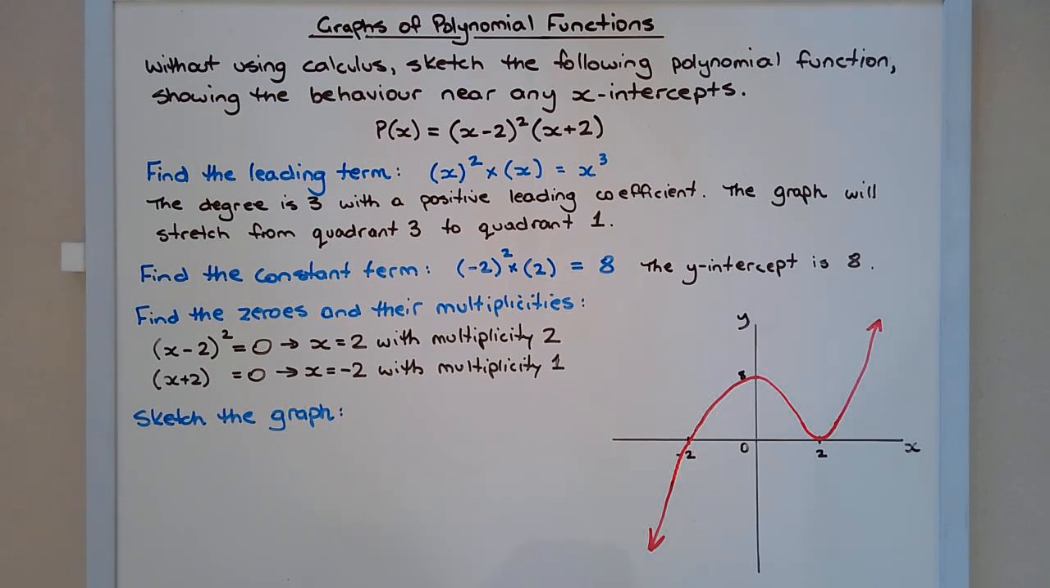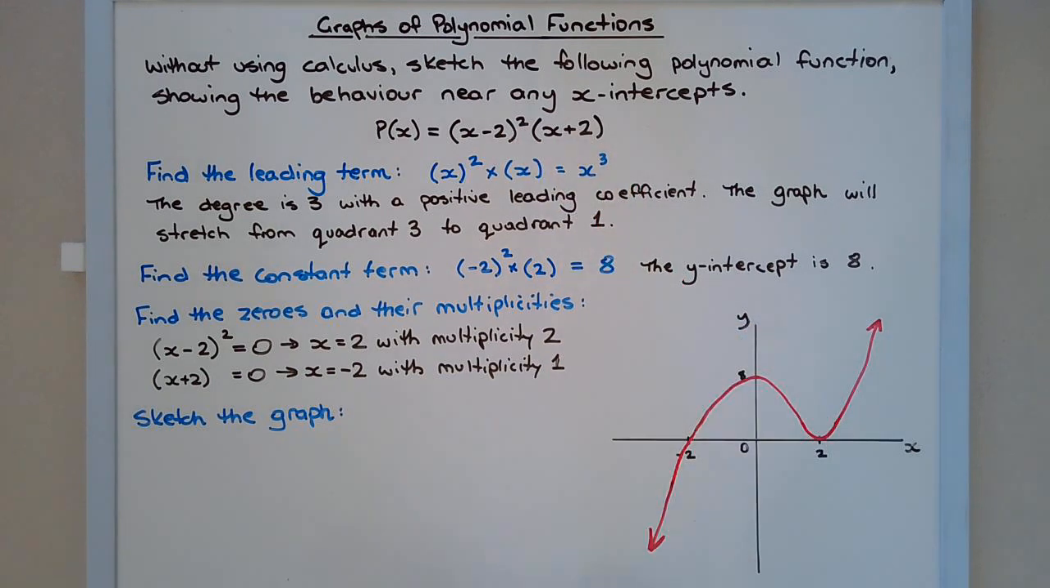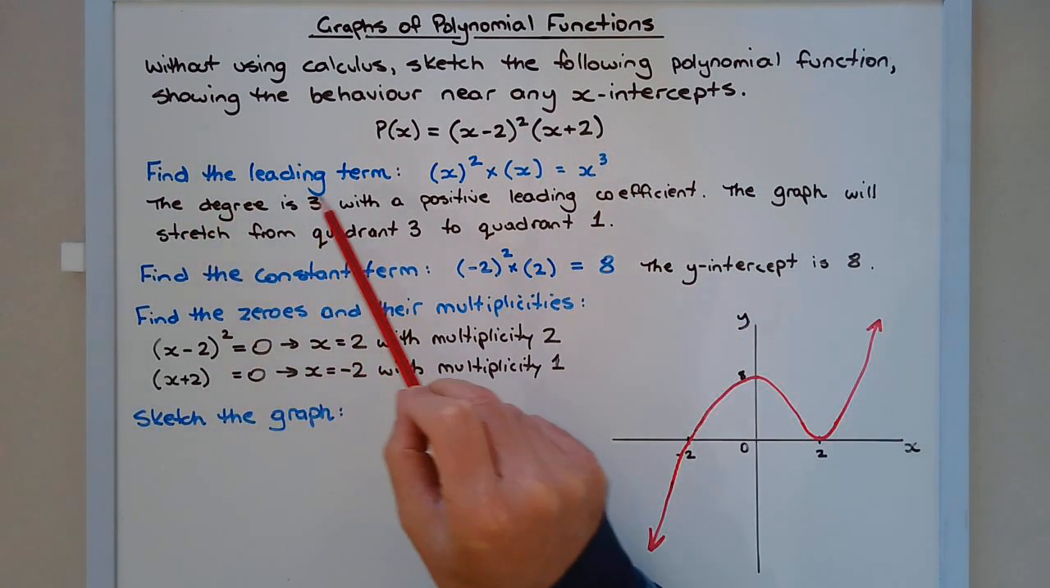Without using calculus, sketch the following polynomial function showing the behavior near any x-intercepts. P of x equals (x minus 2) all squared multiplied by (x plus 2). First, we find the leading term.